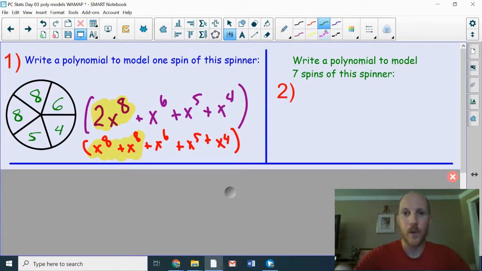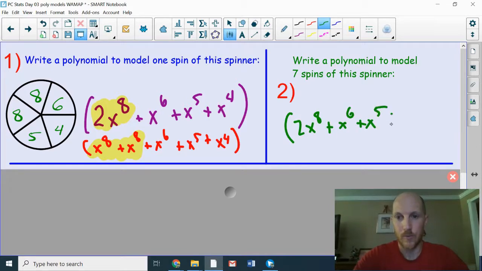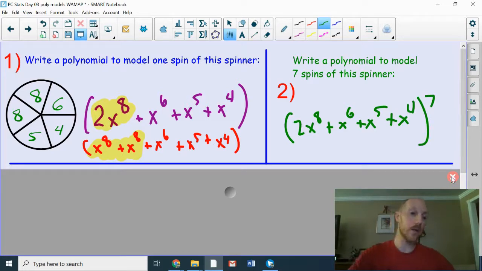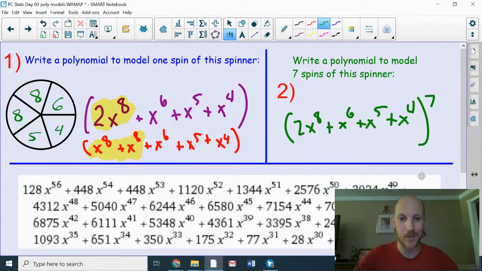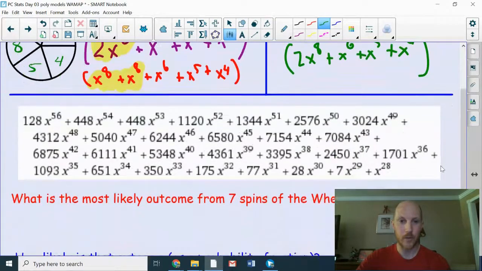Then question number 2, write a polynomial model for 7 spins. And so I'm going to take the polynomial that I had over there in number 1 and stick an exponent on that whole expression to the power of 7. While you were writing down your answers and I was on pause, I got the expansion of that polynomial raised to the power of 7, and here it is.